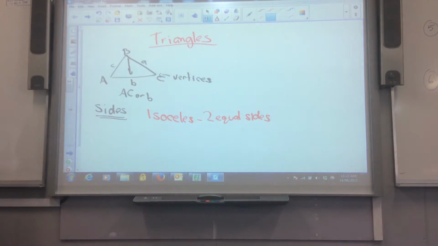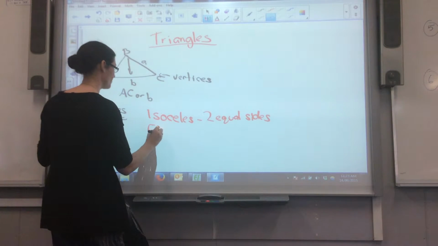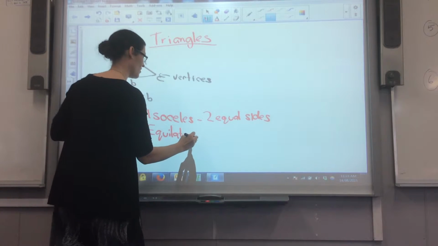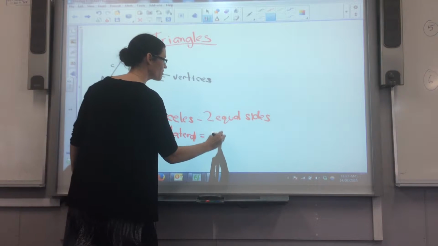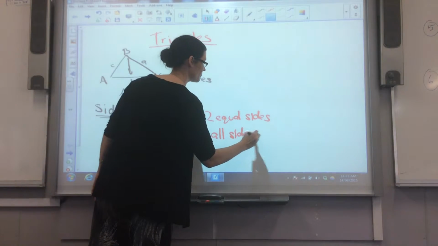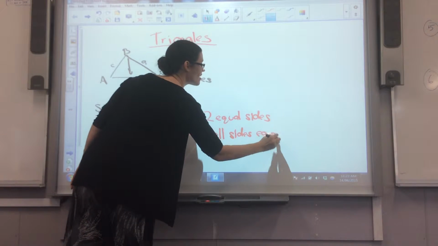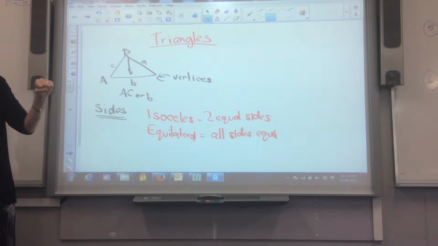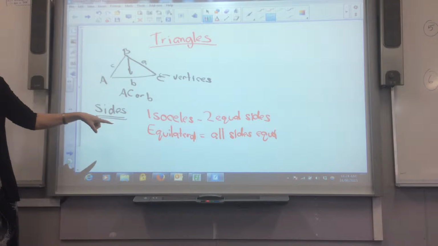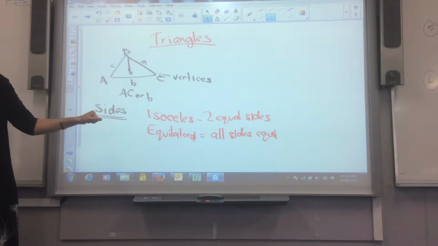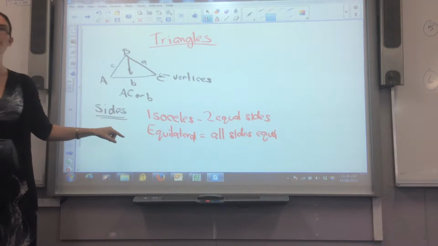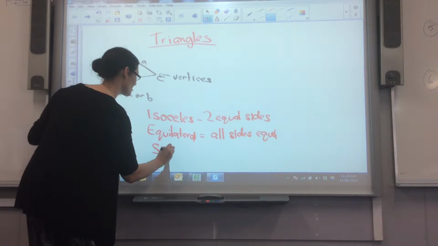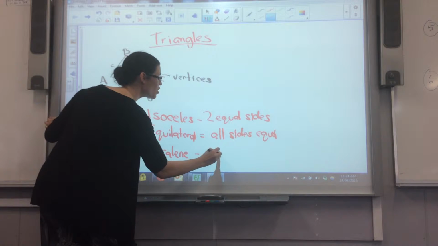Okay, what's the next one? Equilateral. Awesome. All sides are equal. Okay, all sides equal. Okay, what's the last one? We got isosceles, equilateral. What was the third type? Isosceles had two equal, equilateral had all equal. What's the other one? When nothing's equal. Scalene, that's the one. No equal sides.